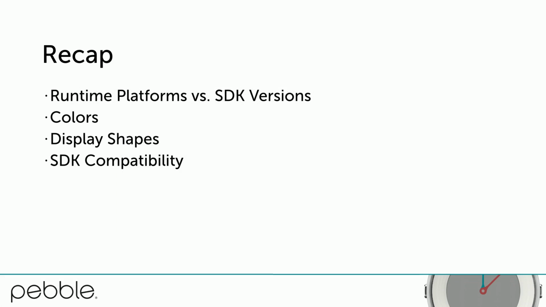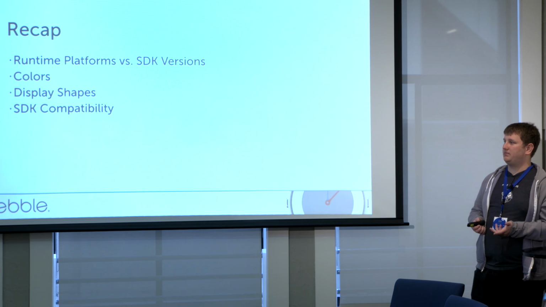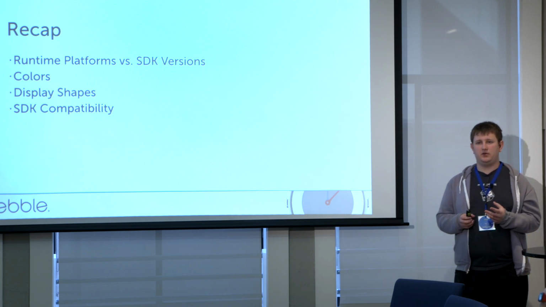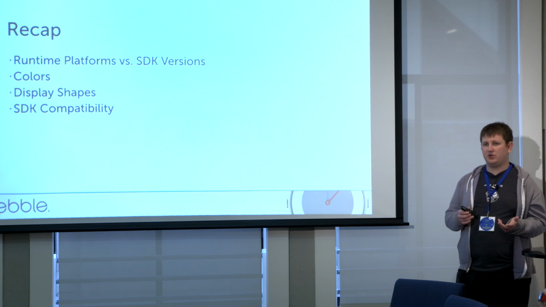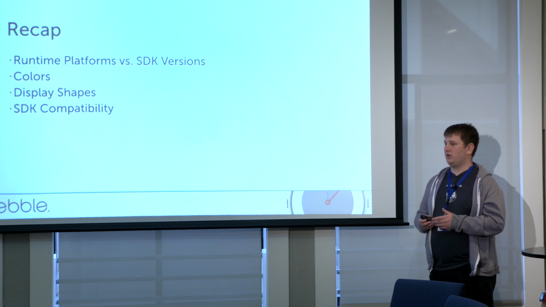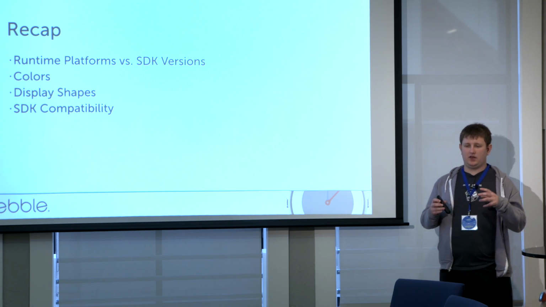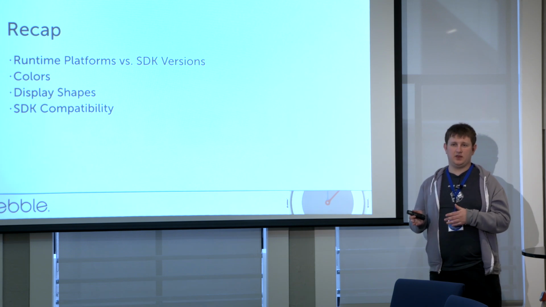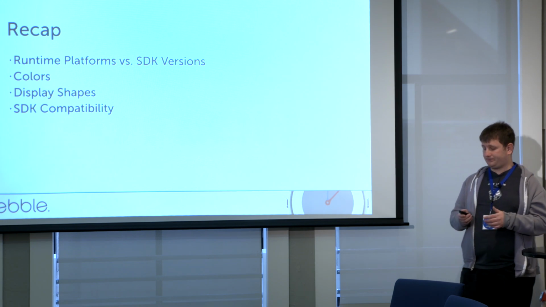So to recap, today we talked about the difference between runtime platforms, SDK versions, and also what that means in the context of different versions of the Pebble operating system running on the watch. We also talked about how to organize and structure your code to support different levels of color support as well as display shapes. And we also talked about some techniques you can use to try to maximize the reuse of code in the context of different SDKs that you compile against.